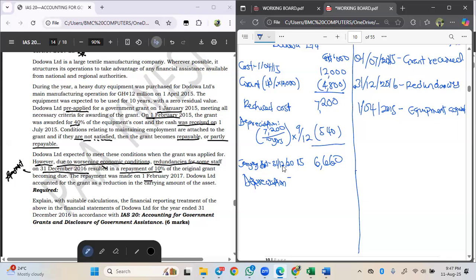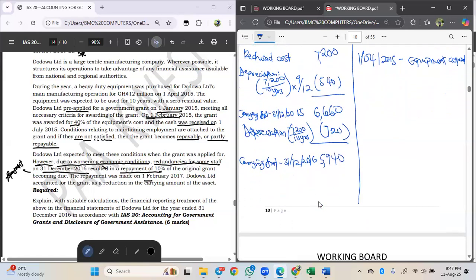So 7,200 still on reduced cost, but 10 years. This one will give you 720. This one is 1st January to 31st December, so 1 year. So the carrying amount we'll be having here will be as at 31st December 2016. So please, what's the carrying amount? 5,940.